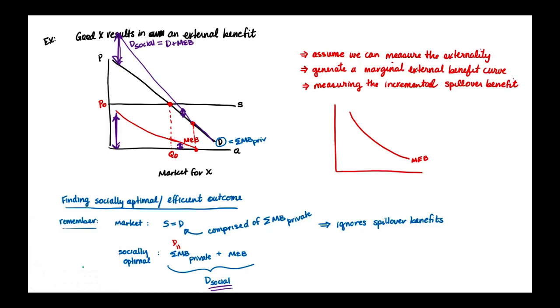Now, where is our socially efficient point? Socially optimal, efficient point. Where do we want to be? Where what meets? Right there, right? Do you agree? This is a point where our social demand curve equals our supply curve.